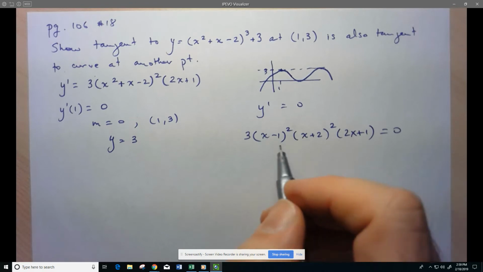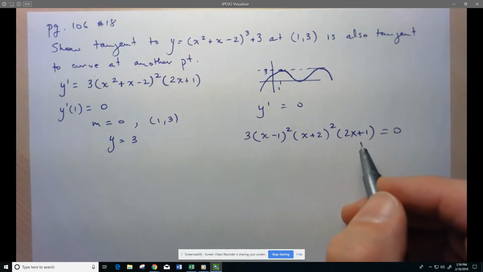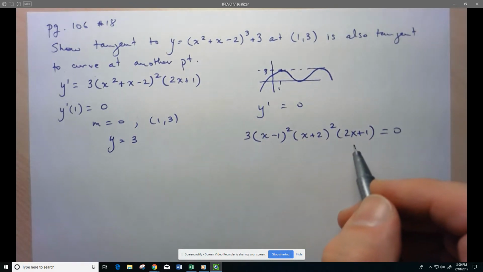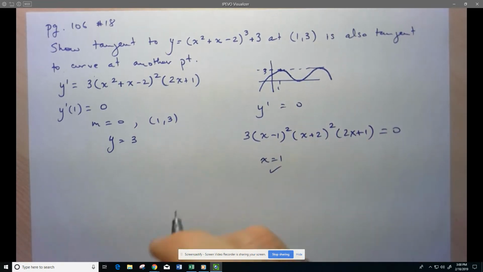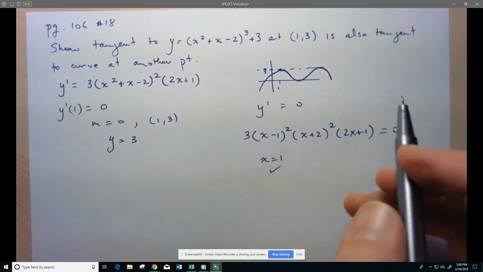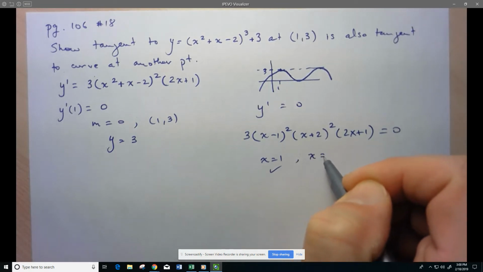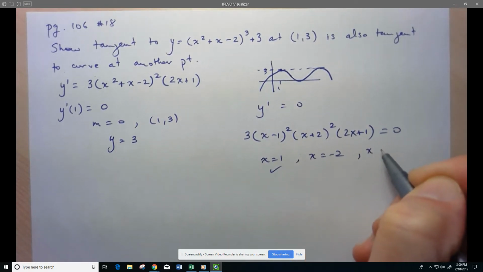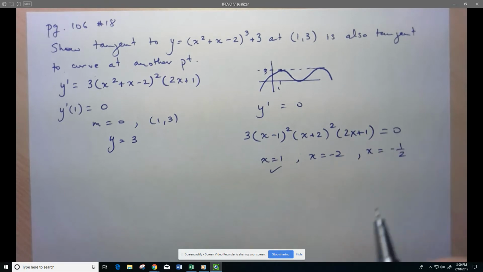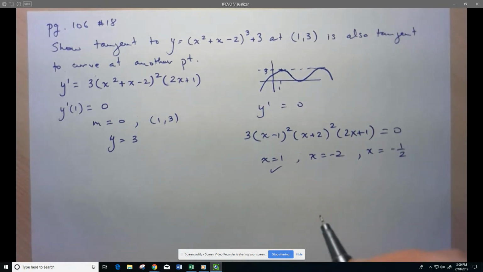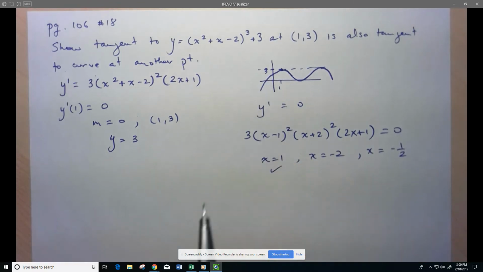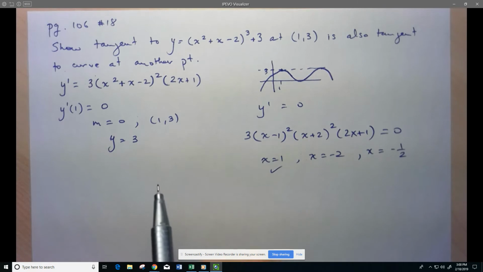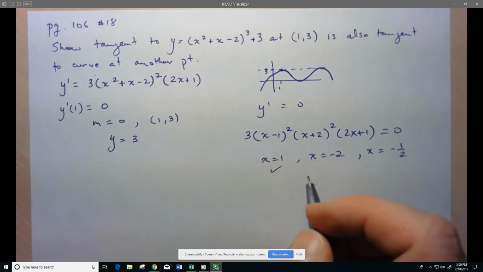So we have 3 possible values where this function could be equal to 0. We have x equals 1, which we already know, that's the one we already found. But it's also equal to 0 at negative 2 and at negative 1/2. So all we have to show is that the y value at one of these points is also equal to 3. I think if you think about it, you should be able to tell which one it is based on this expression, but let's just check it.